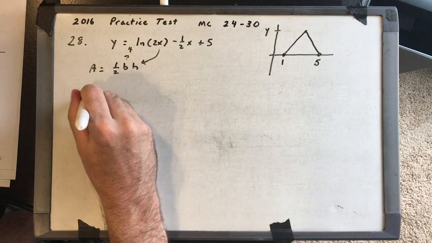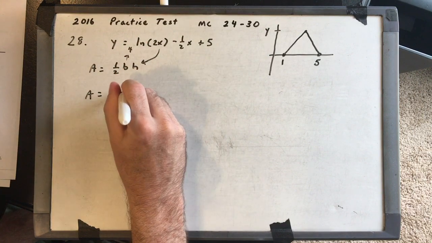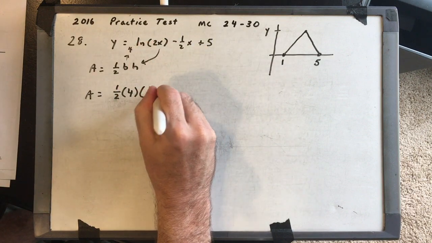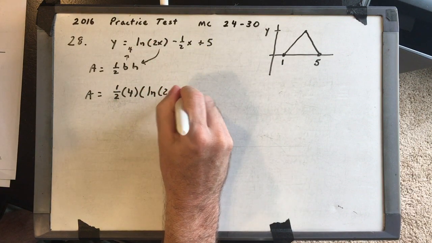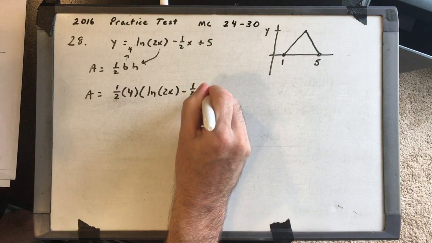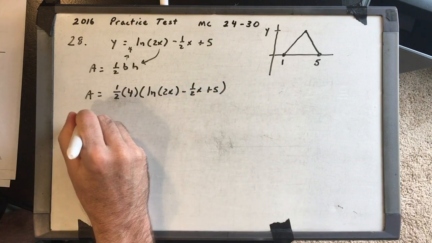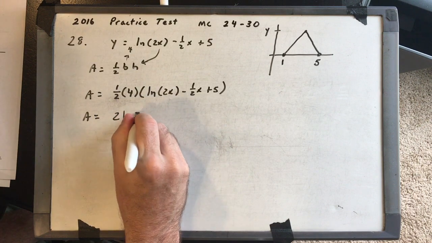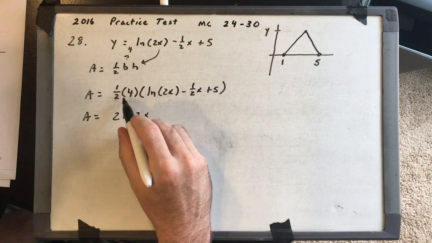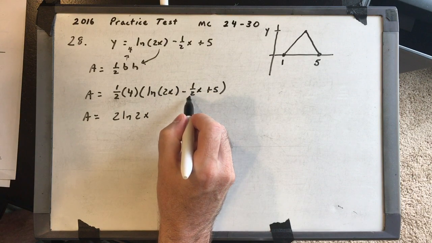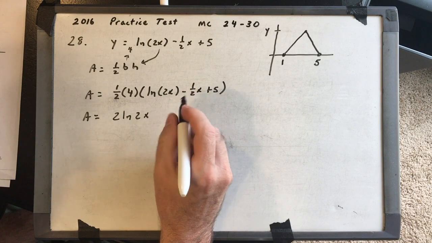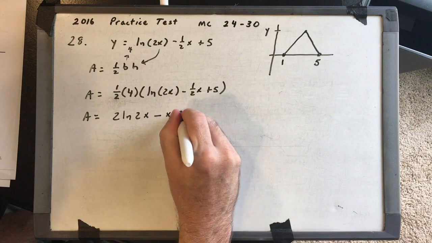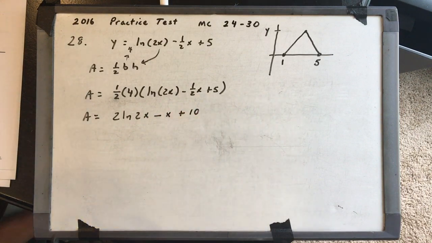So our area is going to be 1/2 times 4 times the height of y, natural log of 2x minus 1/2 x plus 5. So area is equal to 1/2 times 4 is 2, so 2 natural log 2x, and then 2 times negative 1/2 would be minus x, and then 2 times 5 would be plus 10. So how do you get a max?